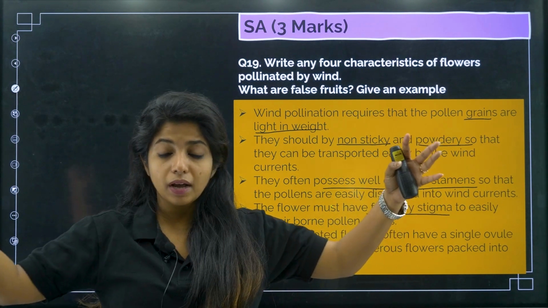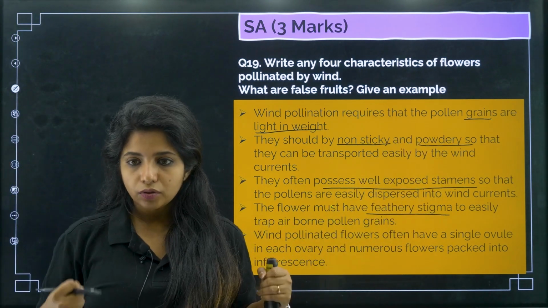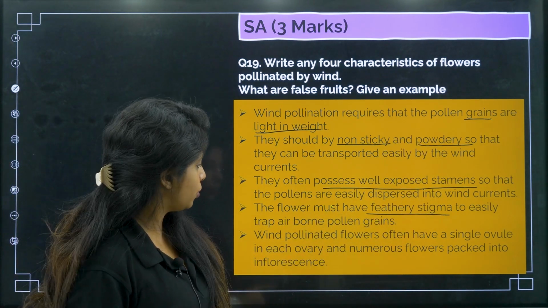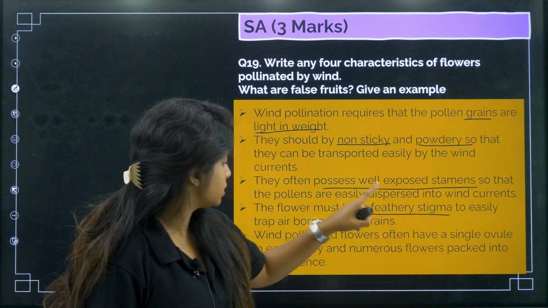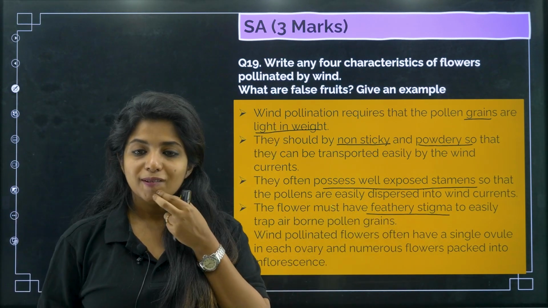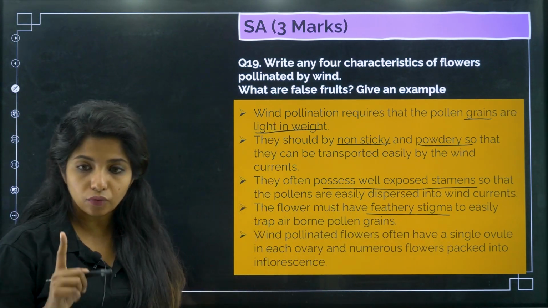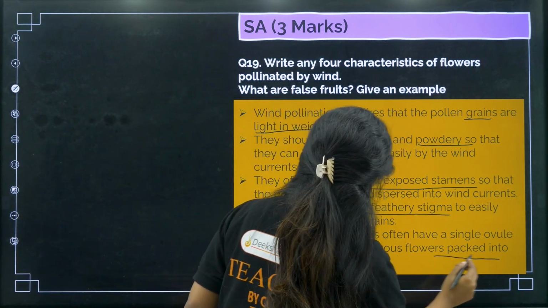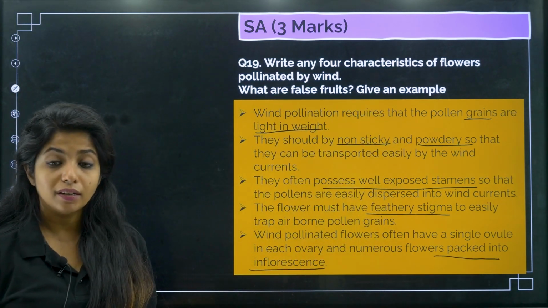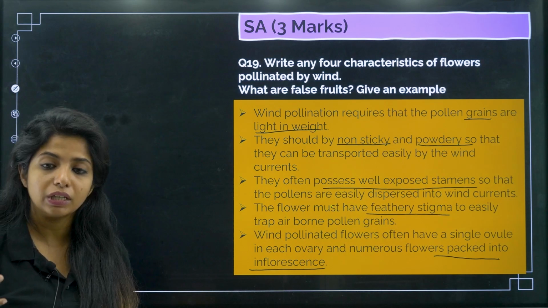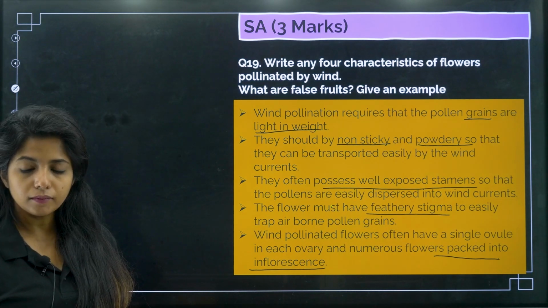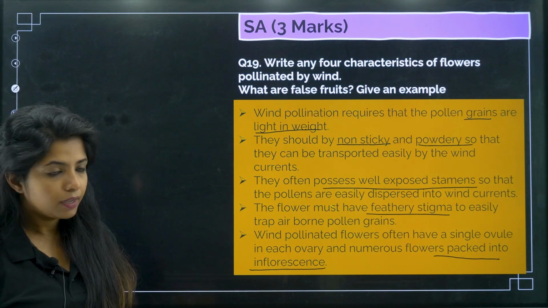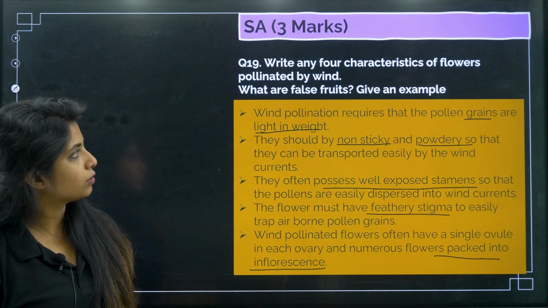Feathery stigma again, why? Because you want to catch them, so as to easily trap airborne pollen grains. Wind pollinated flowers often have a single ovule in each ovary. So in each ovary they will have a single ovule, and numerous flowers packed into an inflorescence, so that the chances of pollination and fertilization can increase. Okay, got it? They asked for 4, I gave you 1 extra point also.